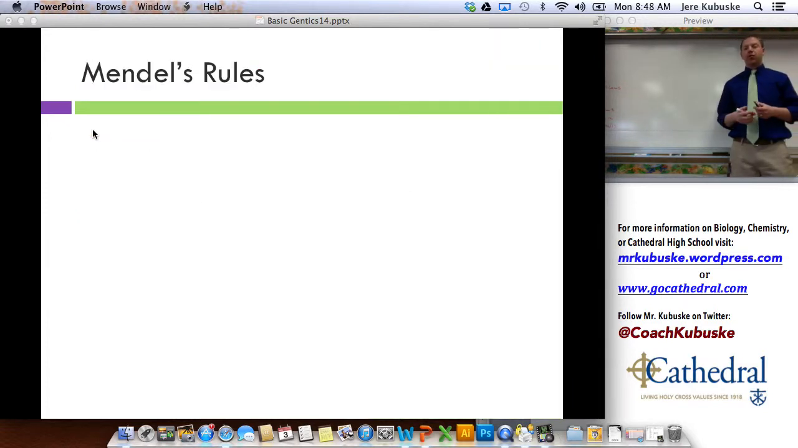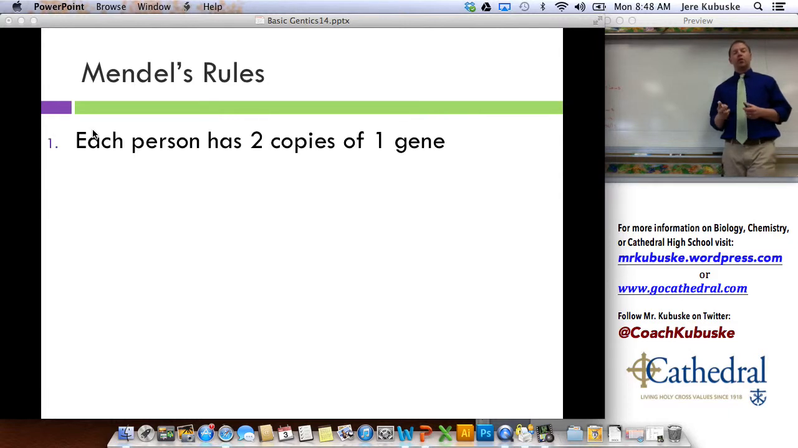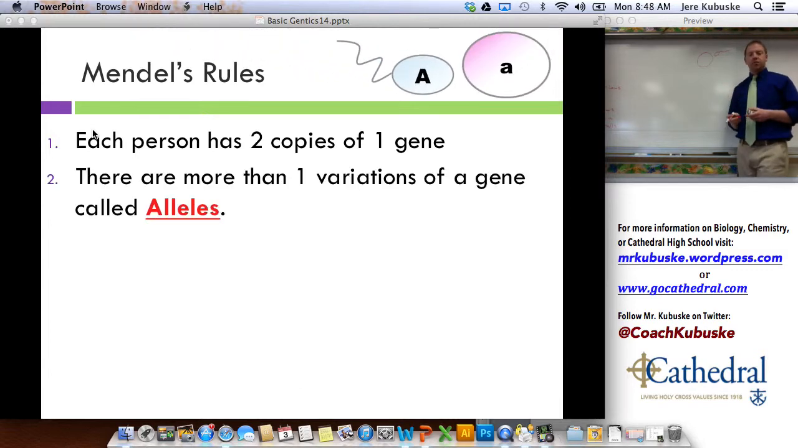So let's talk about Mendel's rules. He's got 3 rules that you're going to need to know and then 2 laws. The first rule is every person has 2 copies of a gene. Where do they come from? Well, they come from the sperm and the egg. You get one from your mom and one from your dad. So here's your sperm and your egg.